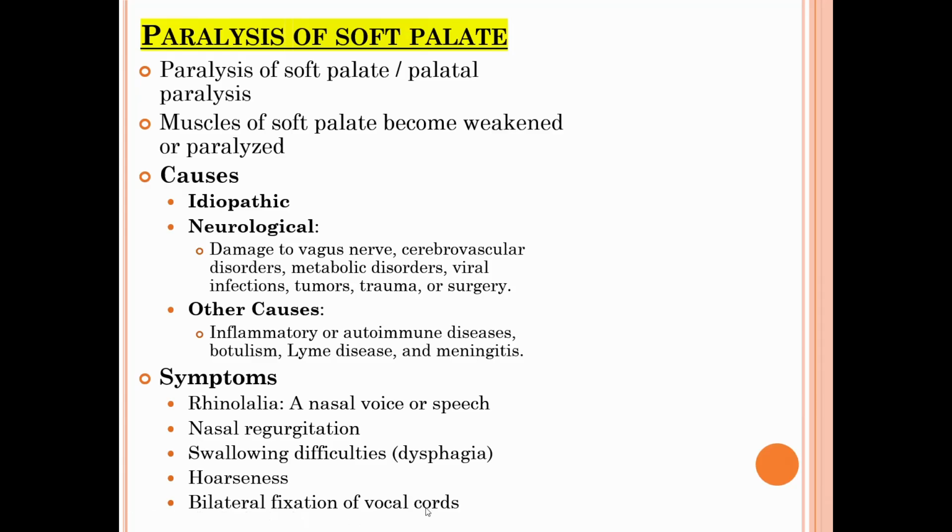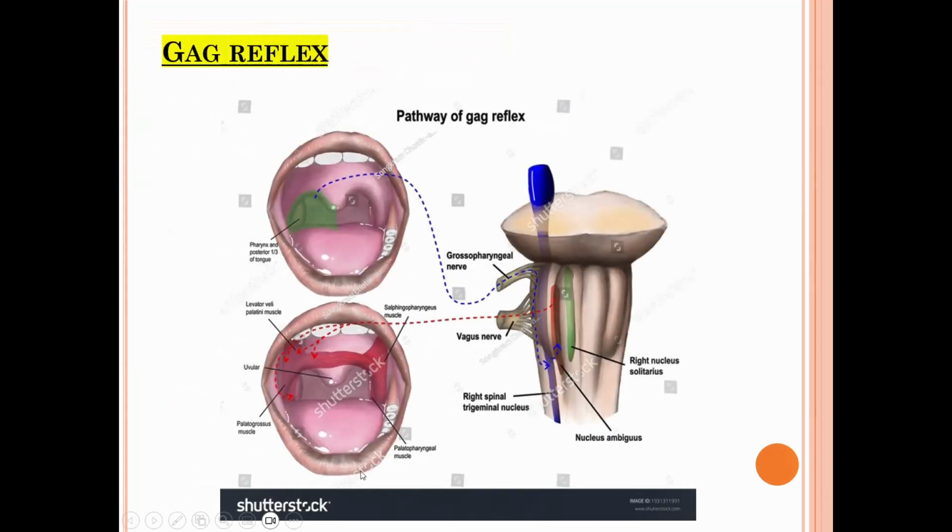Okay, so I have already told you about the soft palate. Now here you see what the gag reflex is. So this gag reflex, you can see here how the gagging is done. This is the pathway being shown. I hope you will be reading this in physiology.